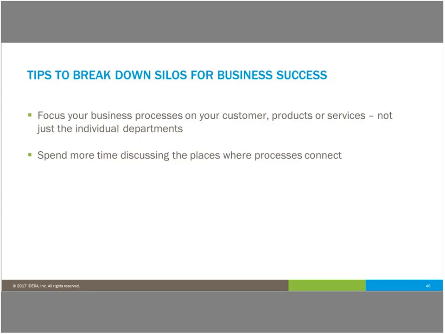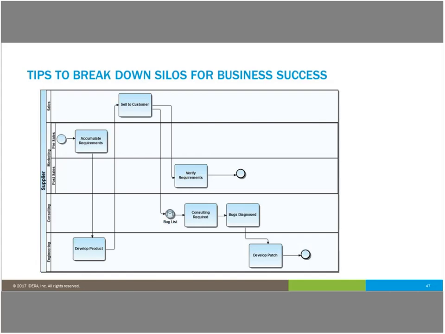Another tip for breaking down silos is to spend more time discussing the places where the processes connect. Because we all know our own jobs, or we should all know our own jobs and responsibilities, but you should spend more time talking about where those processes are connecting and where those handoffs are taking place, because that's where you're going to get the most inefficiencies, the most communication gaps, where the silos are going to start to diminish communication within your organization.